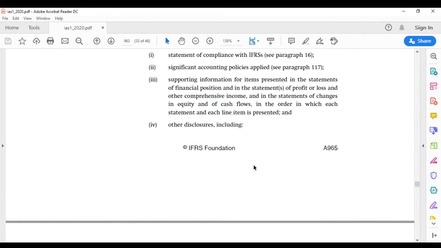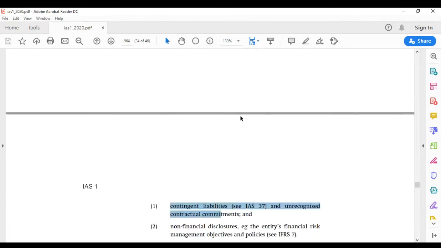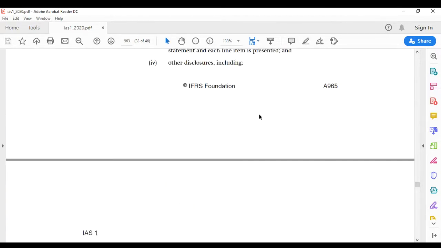What is a contingent liability? A contingent liability is a liability that may arise. It hasn't arisen yet. Remember, the definition of a liability is that there must be a present obligation. So in the case of a contingent liability, there is no present obligation yet, but there may arise in the future a present obligation.